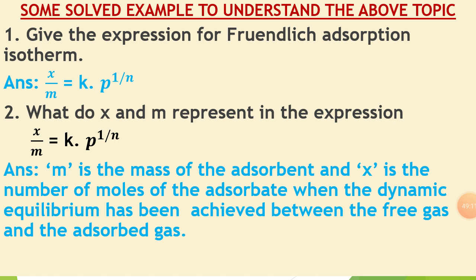Now again, what do x and m represent in the given expression, x by m equals k times p to the power 1 by n? I also told you, m is the mass of adsorbent and x is the mass or number of moles of adsorbate when the dynamic equilibrium has been achieved between the free gas and the adsorbed gas. Also you can write x is the mass of adsorbate.